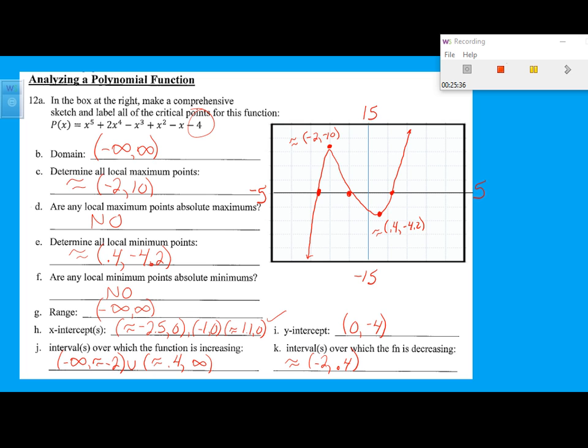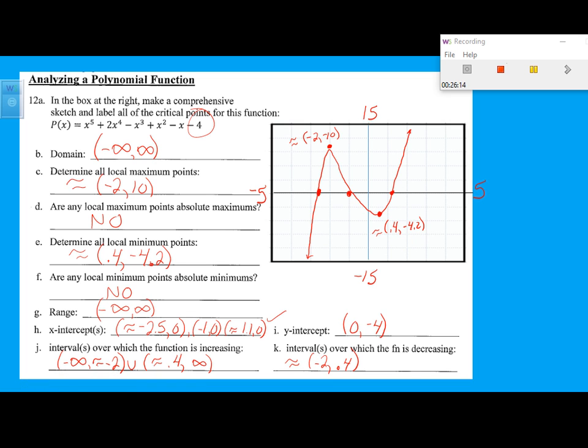Now, look at my answers where I put where the function is increasing. Increasing meaning going uphill. So I'm going uphill from negative infinity all the way to this x value of approximately negative 2. So negative infinity to approximately negative 2. And then I'm also going uphill from approximately 0.4, the x value, to infinity. And of course, where am I going downhill? From approximately negative 2 to approximately 0.4.